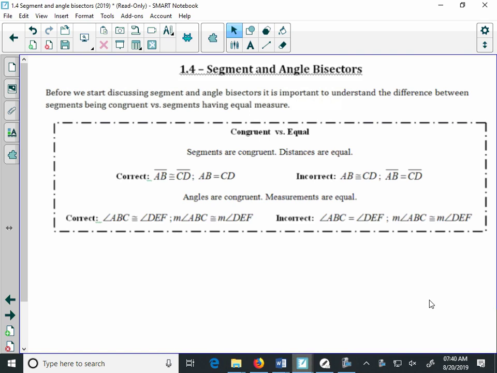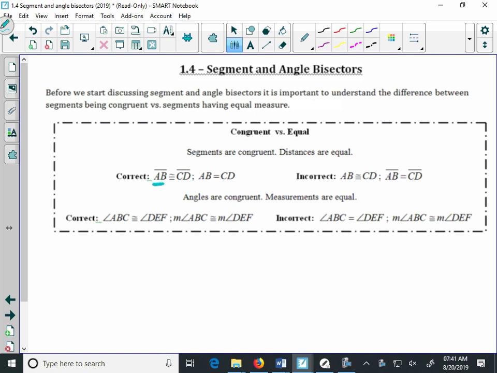In geometry, segments are congruent. Distances are equal. Okay? So the actual objects are congruent to each other, but the distances are equal to each other. Whenever you're naming a segment and it has its bar above it, that's like saying segment AB, and you're trying to say that it's congruent to another segment.